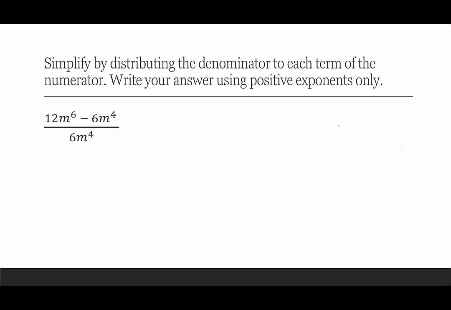Now let's actually look at using the distributive property for division. So we're going to simplify by distributing the denominator to each term of the numerator. Write your answer using positive exponents only. How many terms are in the numerator? 1, 2 terms. So how many times am I dividing by 6m to the 4th? 2.